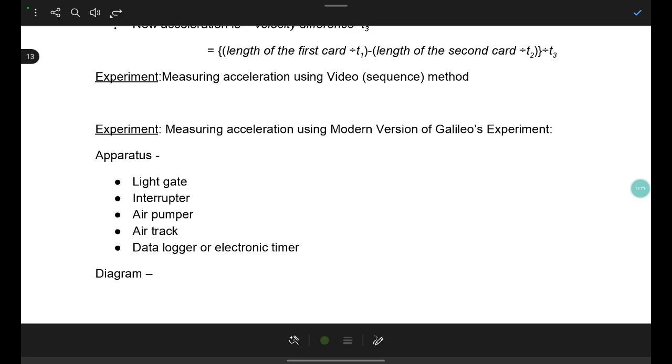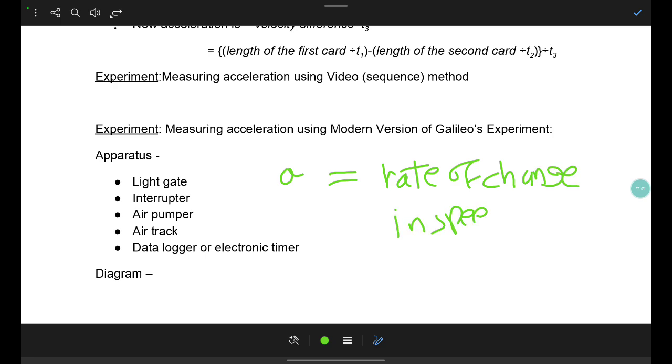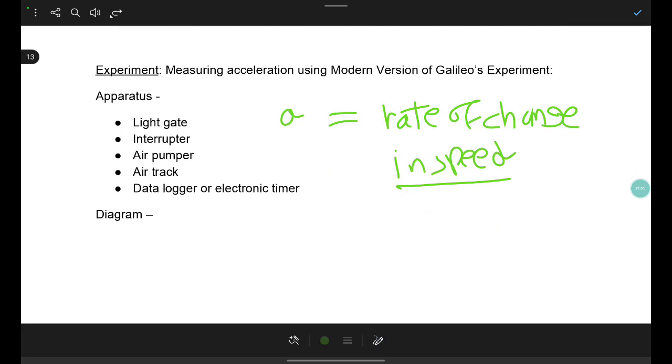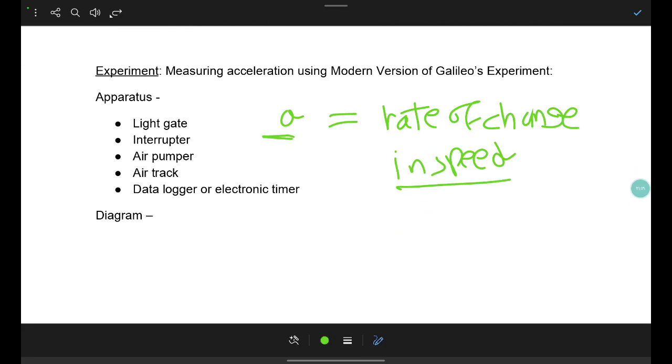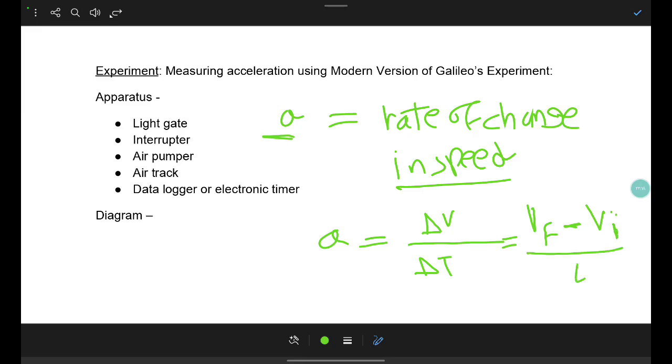Let's move on to the other part, which revolves around acceleration. What is acceleration? Acceleration is the rate of change in speed. Okay, the formula we are using to find acceleration: a equals delta V divided by delta T. Delta V equals final velocity subtract initial velocity, divided by time. So we use this formula to calculate acceleration.